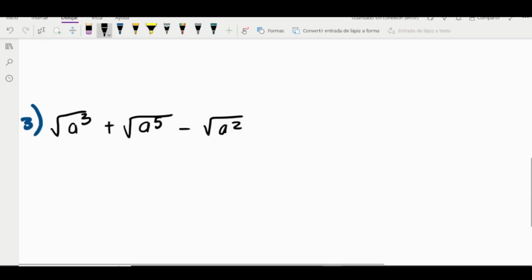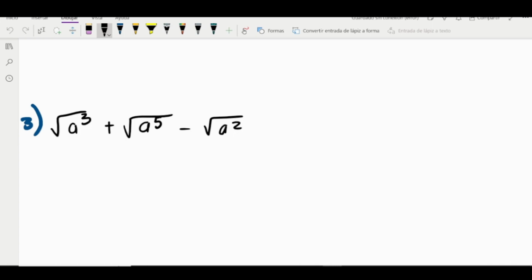Here, check this operation. Let's analyze the next case. At the beginning, if you analyze what we have inside of the square root, it's again not the same: we have a cube, a to the fifth, a squared. So at the beginning we can think it's not possible to simplify, but it is. How can we do this? It's simple. We need to apply the square root.